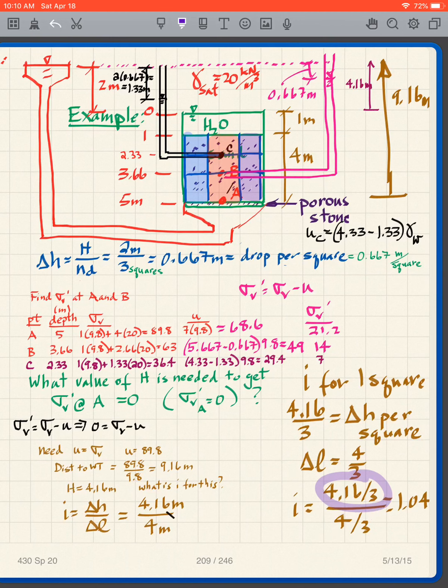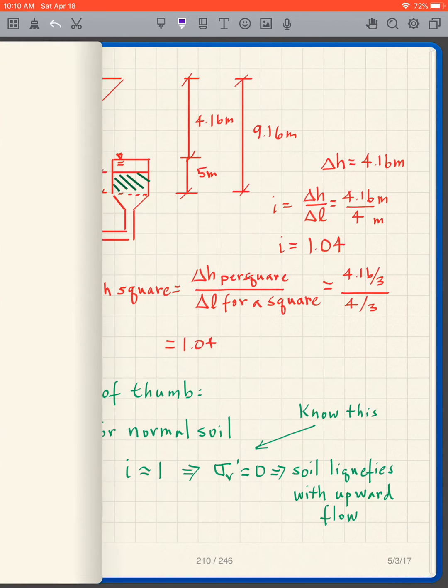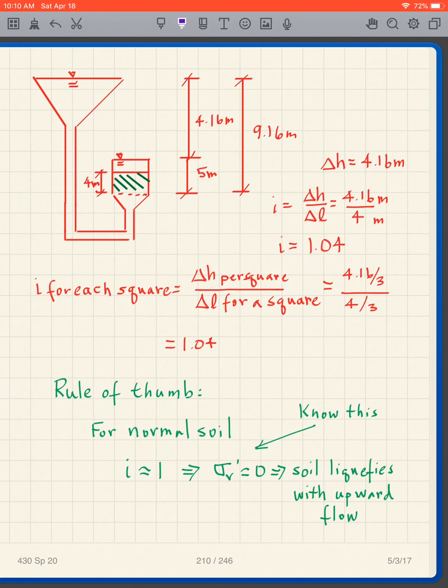Again, a lengthy explanation, but the end result is that you can look at this as a rule of thumb. The rule of thumb is that for a normal soil, if we have a hydraulic gradient approximately equal to 1, then we end up with a situation where sigma V prime equals 0. For a typical soil, what does it mean for sigma V prime to equal 0?